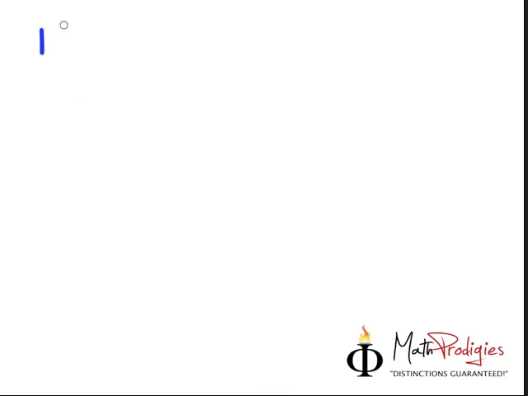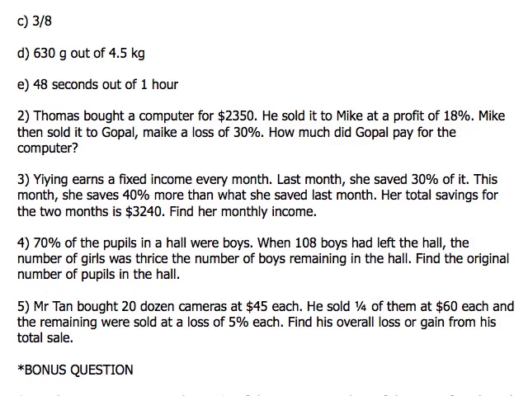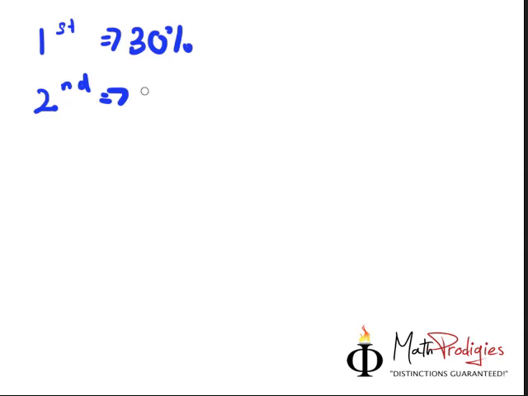So let's do it this way. First month, how much did she save? She saved 30%. Second month, how much did she save? Did she save 30%? No. She saved 40% more than what she saved last month. So that means in the second month she saved 30% and another 40% of 30%.